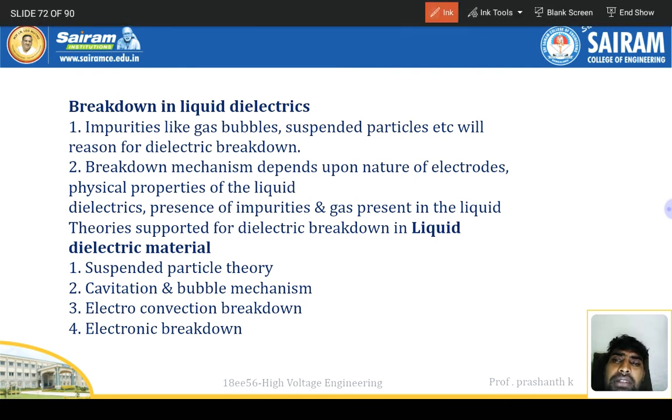Next is breakdown in the liquid dielectrics. So impurities like gas bubbles, suspended particles, etc. were the reason for dielectric breakdown. Suppose moisture contents are present, dust particles are present, the oil quality is not good, or it's mixed with some other oil, so what happens? The dielectric breakdown occurs. Breakdown mechanism depends upon the nature of the electrodes, physical properties of the liquid, presence of impurities, and gas present in the liquid. Theories supported for dielectric breakdown in liquids: suspended particles theory, cavitation bubble mechanism, electro convection breakdown, electronic breakdown.